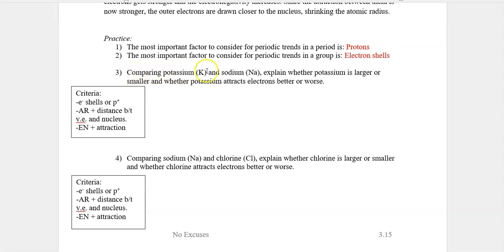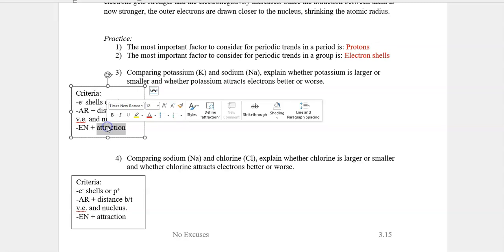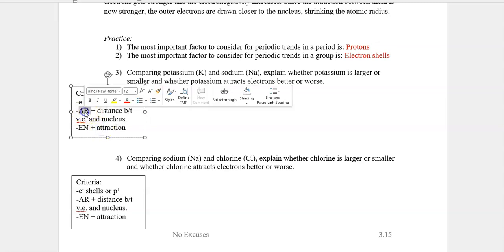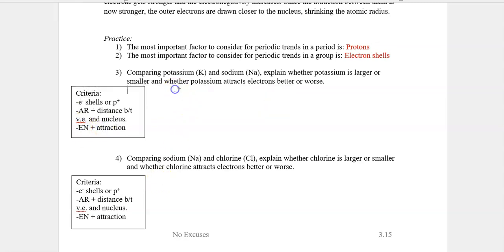Number 3, comparing potassium and sodium, explain whether potassium is larger or smaller and whether potassium attracts electrons better or worse. In your explanation, which is going to be at least 2 or 3 sentences, make sure you discuss all 3 of these bullet points. Electron shells or protons, depending on if it's in a period or in a group. You need to talk about atomic radius and demonstrate you know that's the distance between valence electrons and nucleus. And you need to talk about electronegativity and understand that's based off attraction. Here, AR is atomic radius, EN is electronegativity.